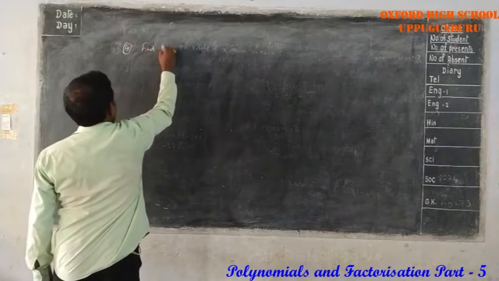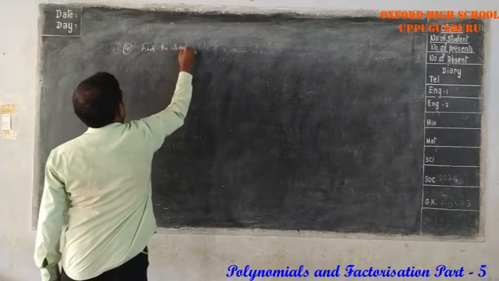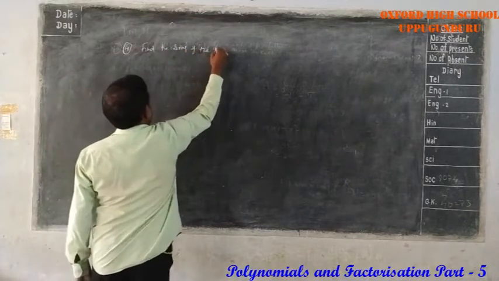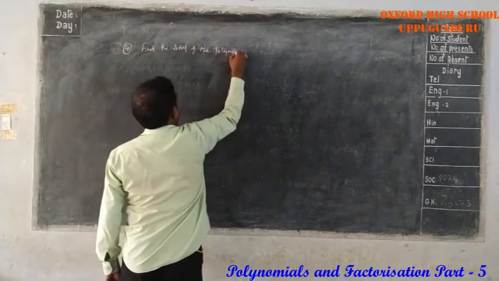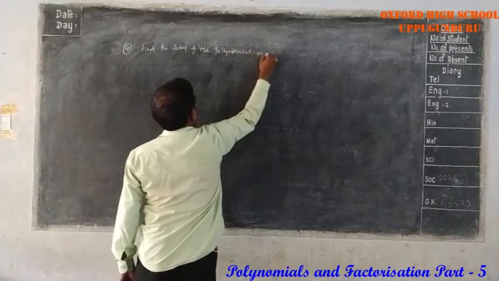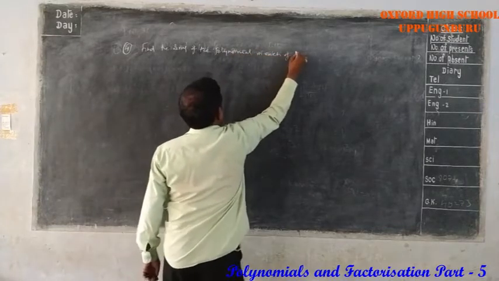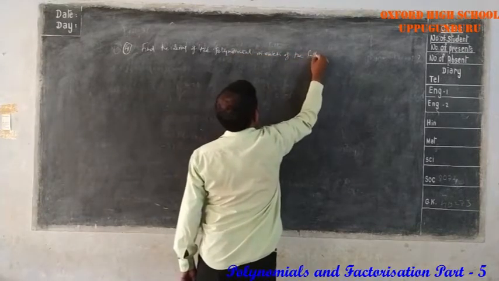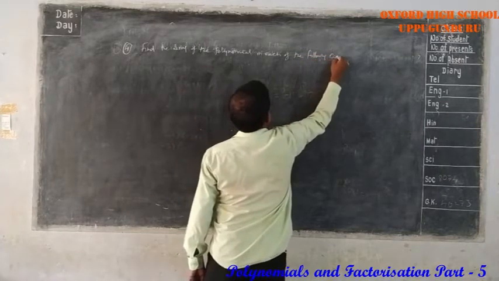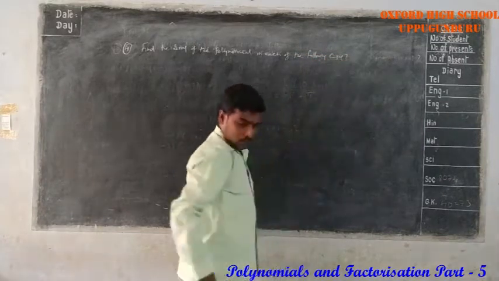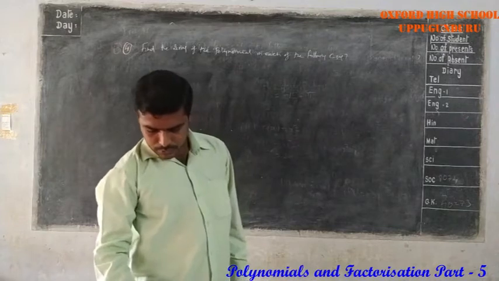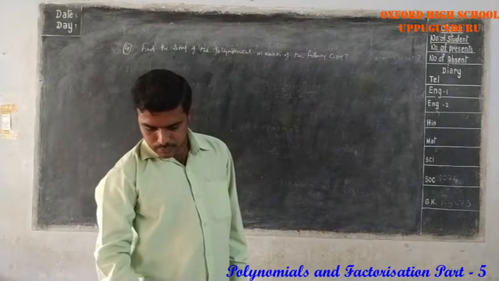Find the zeros of the polynomial in each of the following cases.